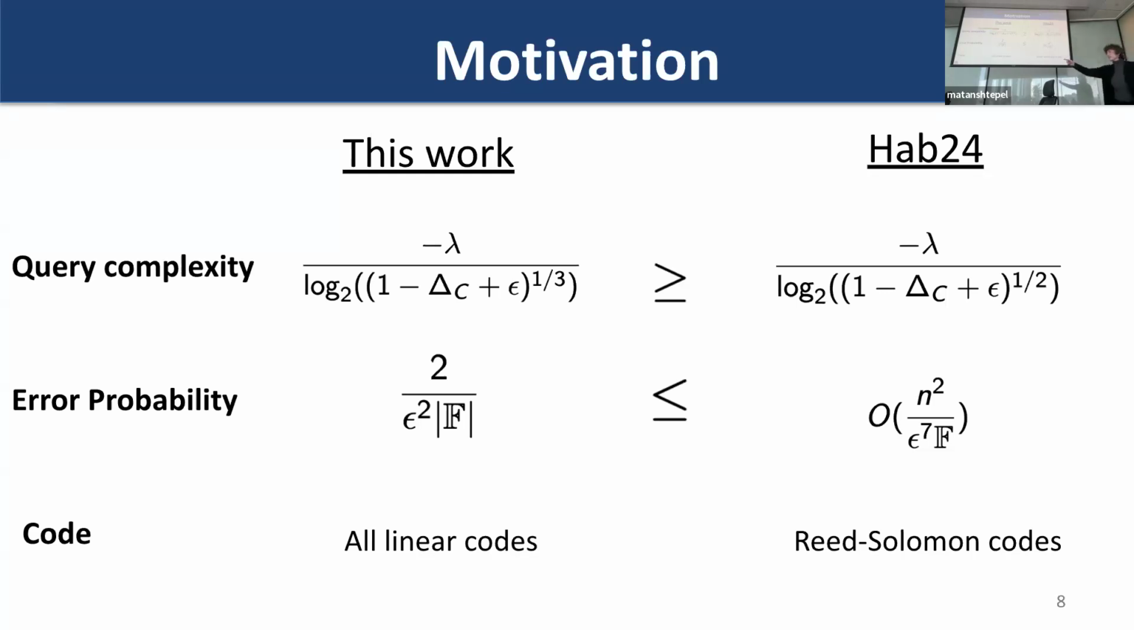Yeah, so anyway, this result extends to all linear codes. It has a very small error probability, and the query complexity, I think, is the best that we can hope for.